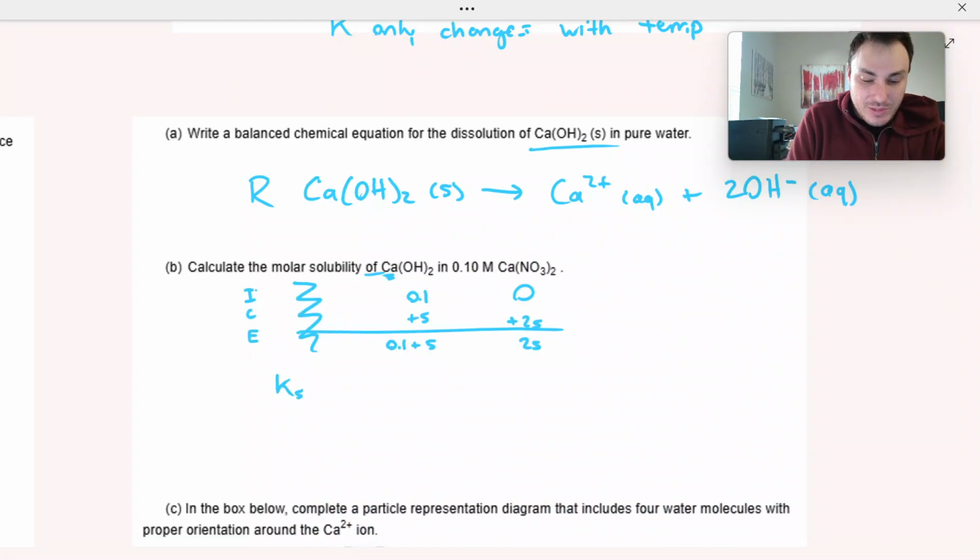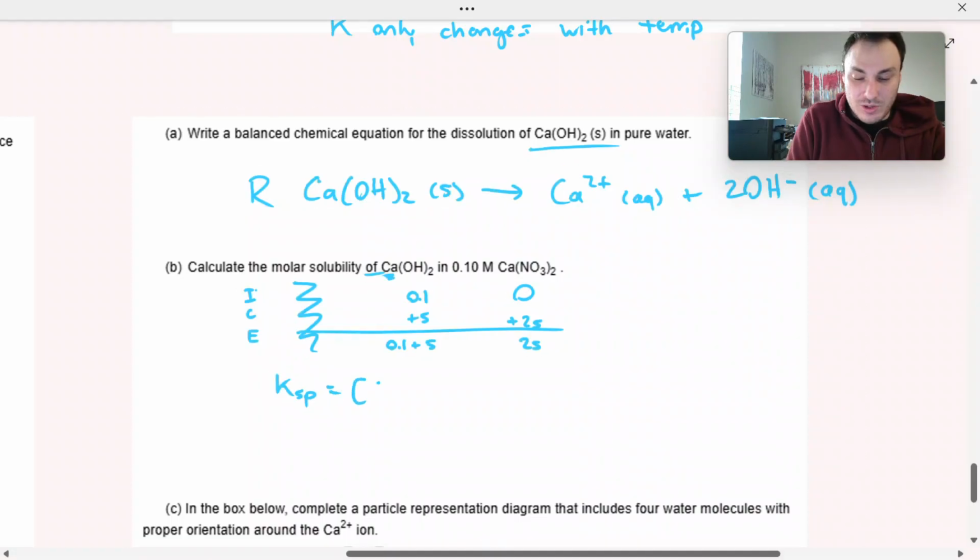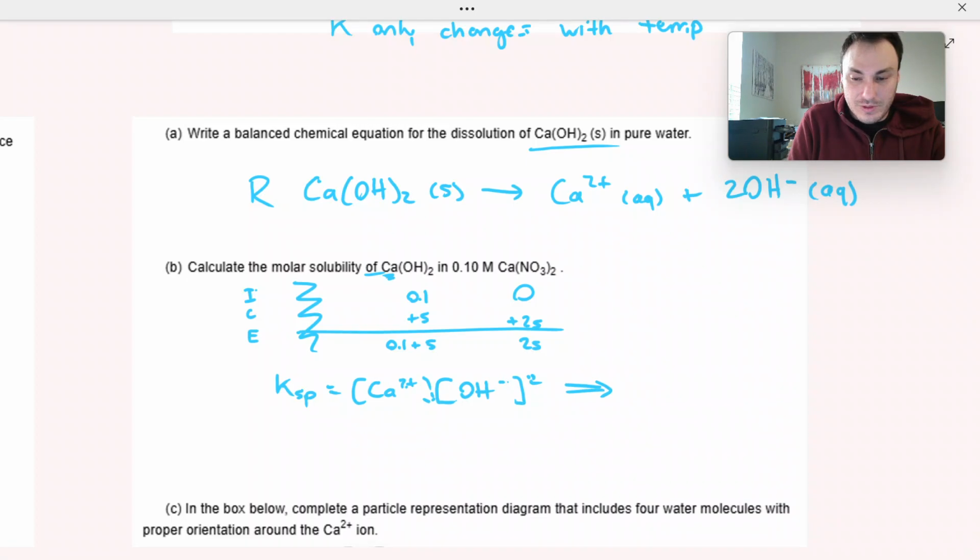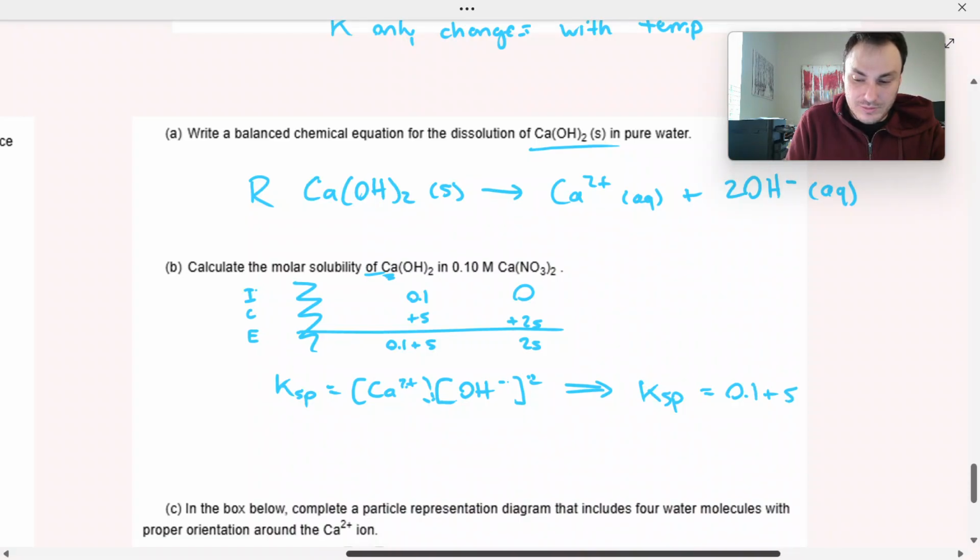My Ksp expression is going to be equal to the concentration of the calcium ion times the concentration of the hydroxide ion squared. So I get that Ksp is equal to 0.1 plus S times 2S squared.